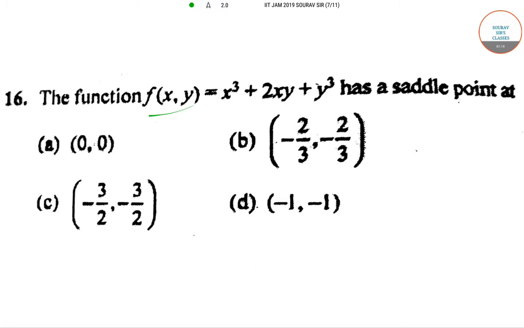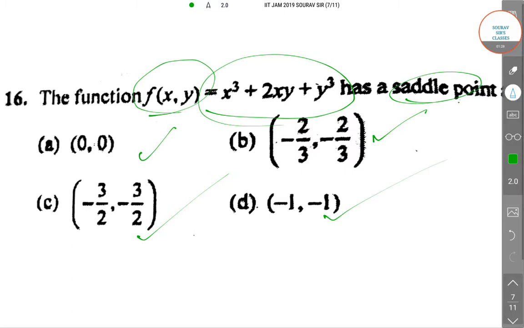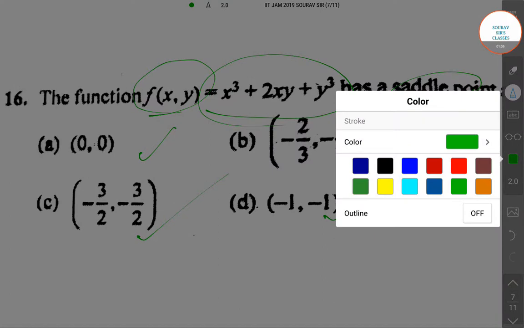We are given a function f(x,y) equal to x cube plus 2xy plus y cube. It has a saddle point at what? 0,0, or minus 2, minus 2, or minus 2 by 3, minus 2 by 3, or minus 3 by 2, minus 3 by 2, or is it minus 1, minus 1? So we have got four options. We have got a function that is equal to x cube plus 2xy plus y cube. So we need to find where the saddle point is.